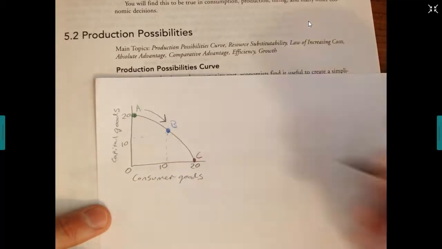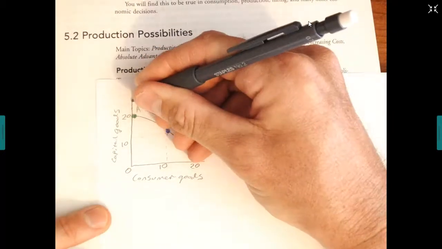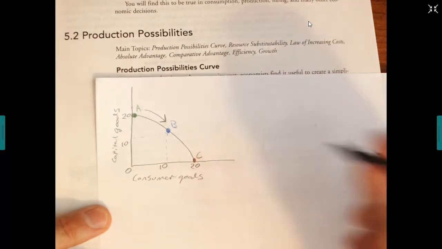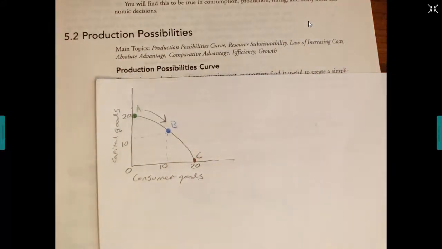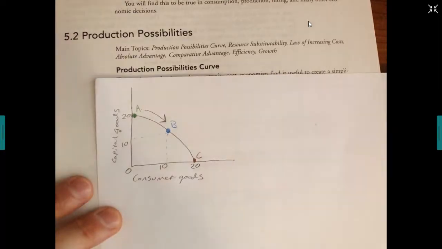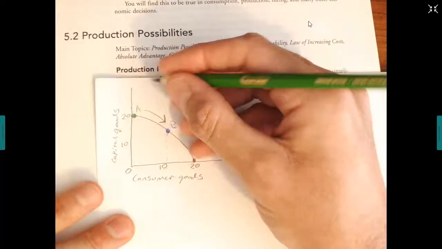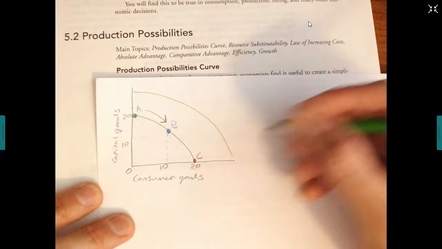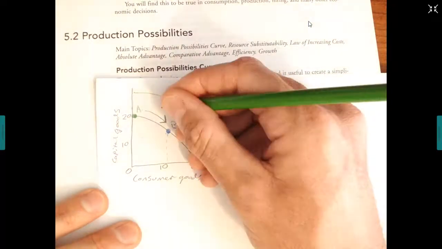Now, we in the United States do have the ability to make more today than we did in the year 1885. Why is that? Well, because we have more capital, more technology, more education. This economic growth allows an economy to make more. The curve itself has the ability to shift outward.